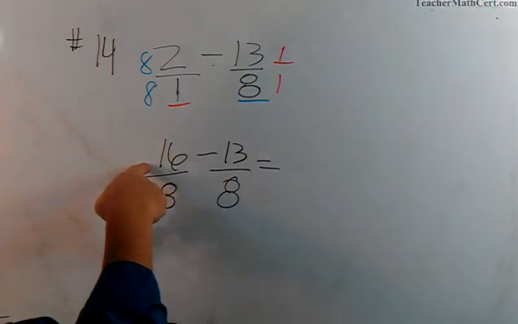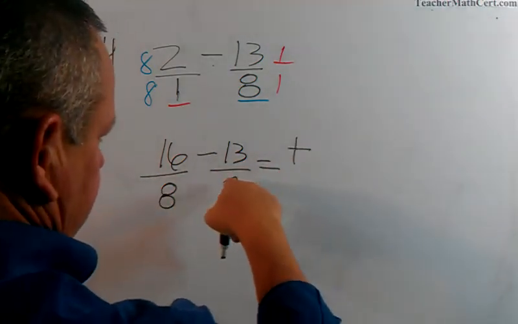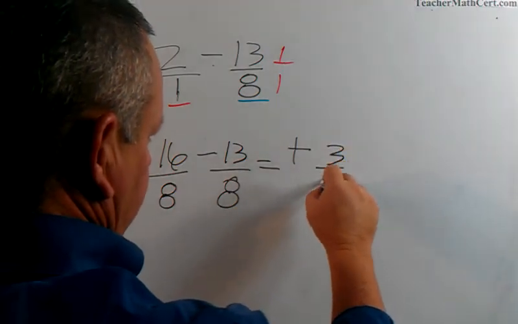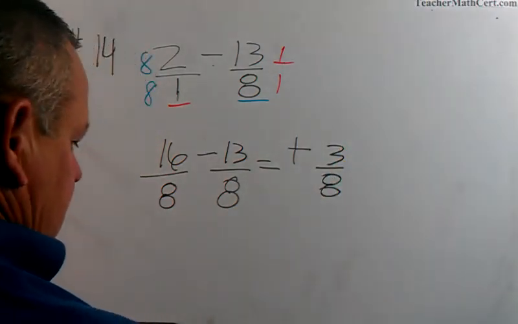Which is the bigger number? 16, so it's going to be positive. 16 minus 13, what? 3 over 8. And that is your answer.